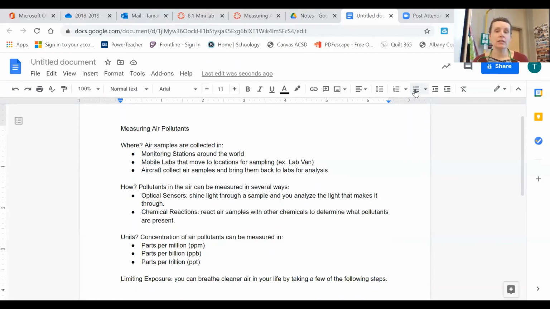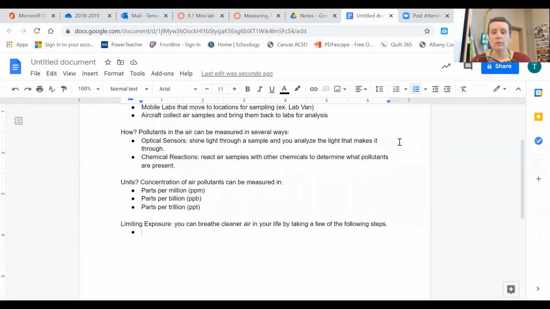And the chances that all of you are going to live in Laramie the rest of your lives are pretty slim, okay? So some of you will branch out and go somewhere else. And if you do, and you go to a city, then you're going to maybe think about these things to help limit your exposure to air pollutants so you can avoid some of those negative health effects that come from bad exposure, okay? So limiting exposure, you can take these kinds of steps, okay?